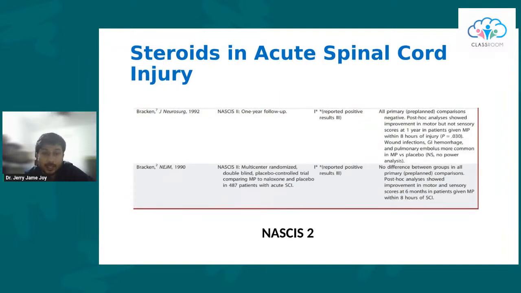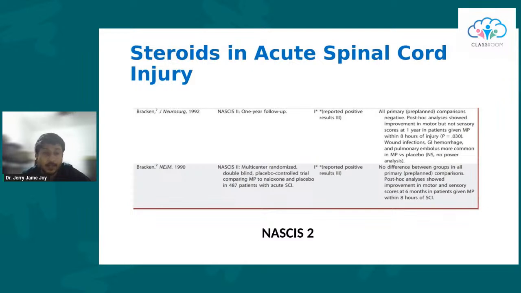The NASCIS 2 trial was a multi-center randomized placebo-controlled trial comparing methylprednisolone to naloxone and placebo in 87 patients. There was no difference between the groups in all primary comparisons. However, the post-hoc analysis revealed that there was improvement in motor and sensory scores at 6 months in patients given methylprednisolone within 8 hours of the spinal cord injury. And at 1 year follow-up, the post-hoc analysis showed that there was improvement in motor scores, but the sensory score improvement was not significant.